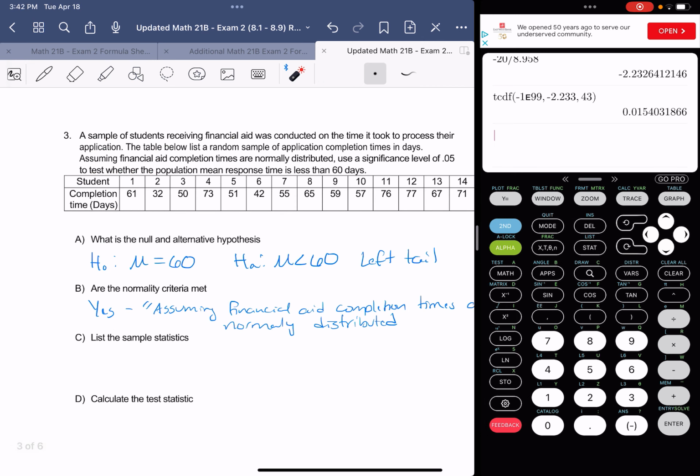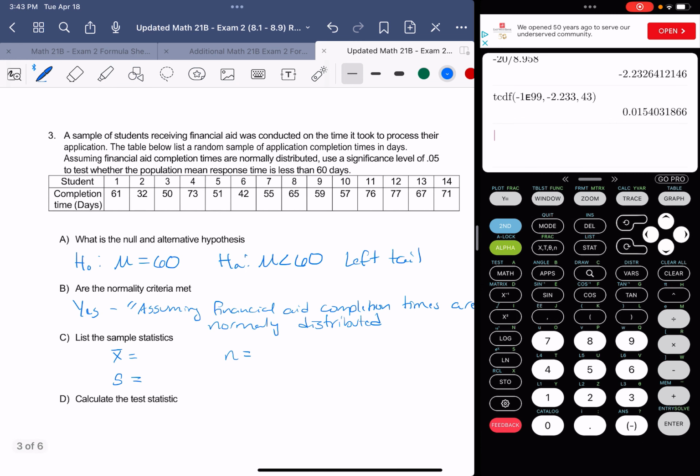So what I want you to find is X bar, S, and N. So let's start with N. Remember, N is the sample size. How many data values do we have in our sample? 14. How am I going to find my X bar, my mean, and S, the standard deviation? You have to do it in the calculator. We're going to do this in the calculator.